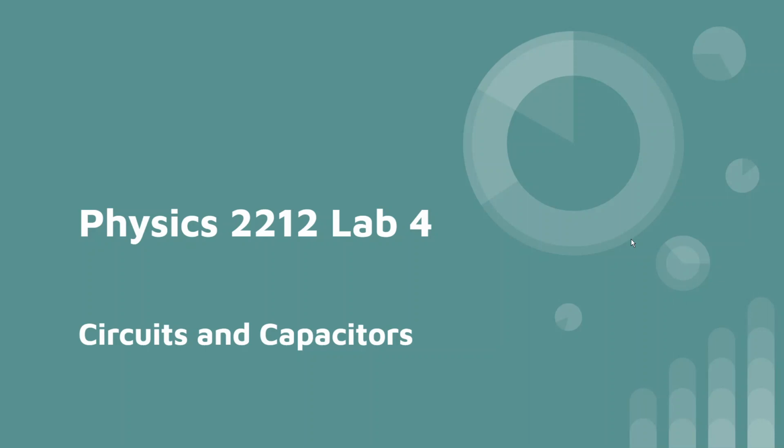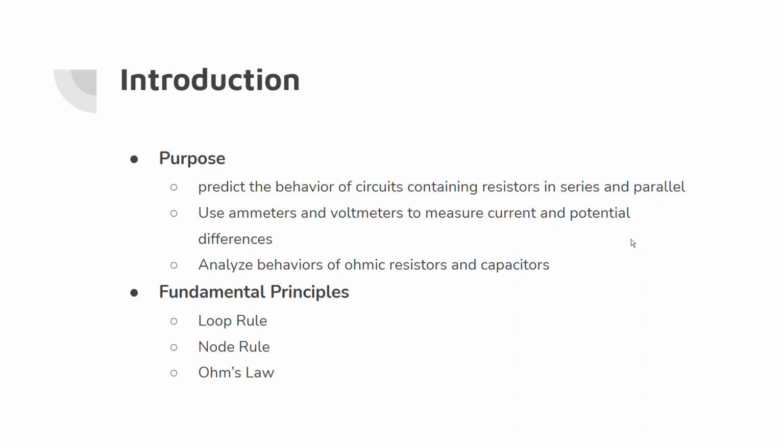Physics 2212, Lab 4, Circuits and Capacitors. The purpose of this lab was to predict the behavior of circuits containing resistors in series and parallel, use ammeters and voltmeters to determine current and potential differences, and analyze behaviors of ohmic resistors and capacitors.